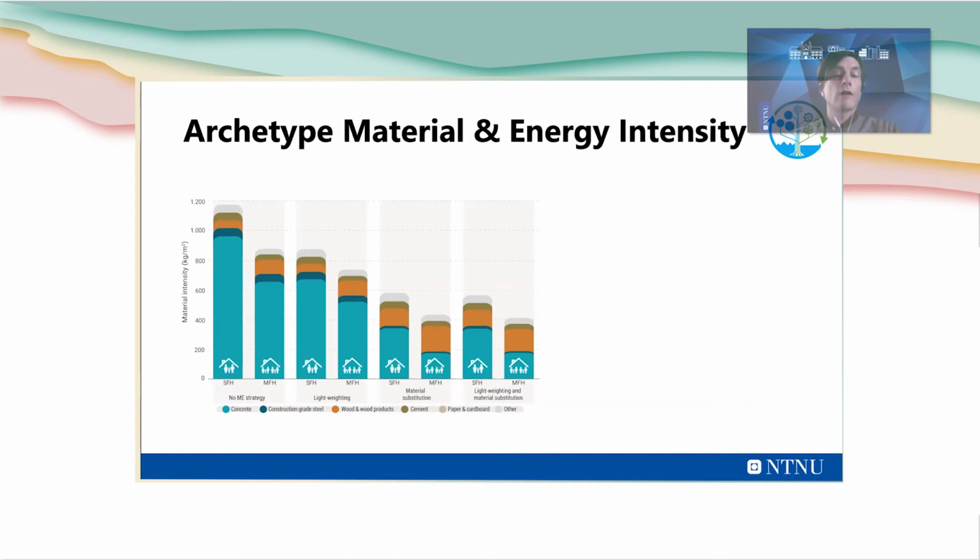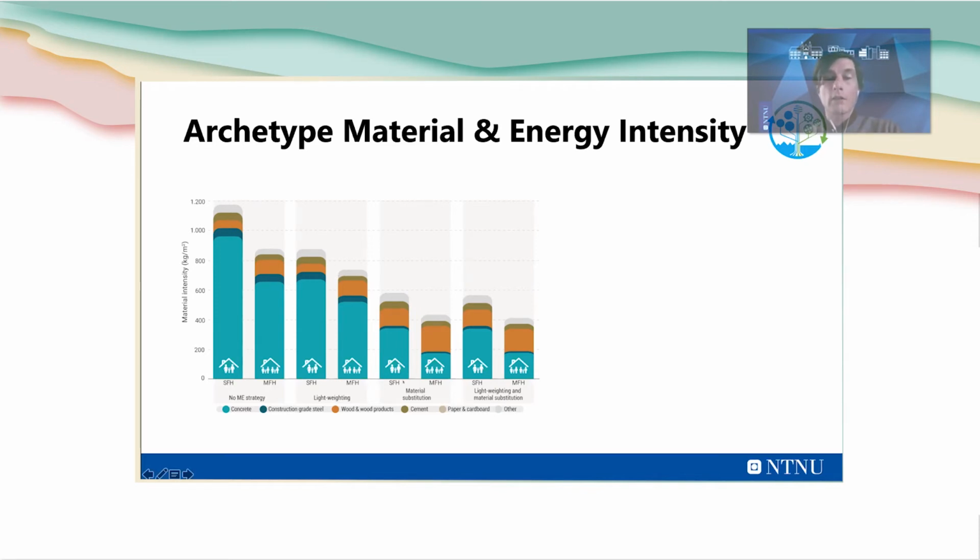So we can already see that the multifamily home, due to its compactness, has much less material in terms of kilograms per square meter than the single family home. So you can consider it a more efficient way of building, having multifamily homes or larger buildings. Then once we apply the strategy of lightweighting, we can see that we can shave off about 20 to 30% of the material per square meter again.